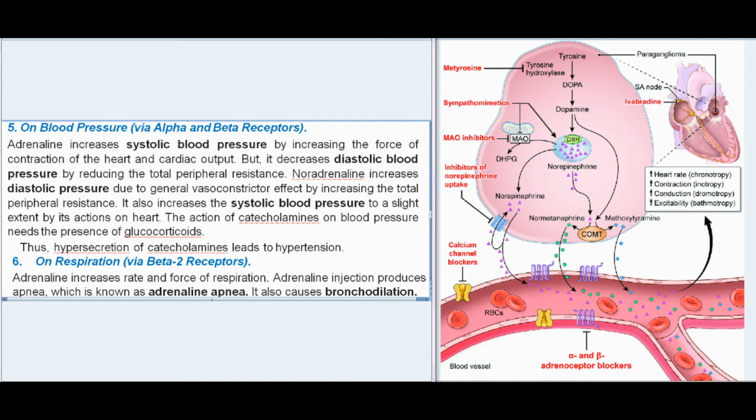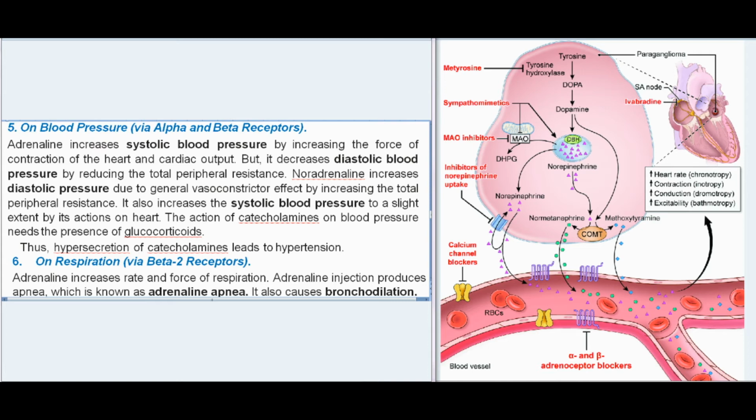It also increases the systolic blood pressure to a slight extent by its actions on heart. The action of catecholamines on blood pressure needs the presence of glucocorticoids. Thus, hypersecretion of catecholamines leads to hypertension.